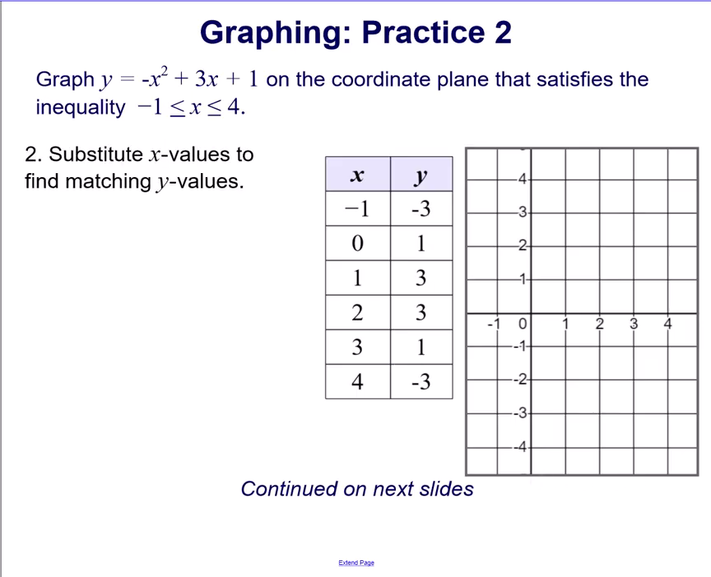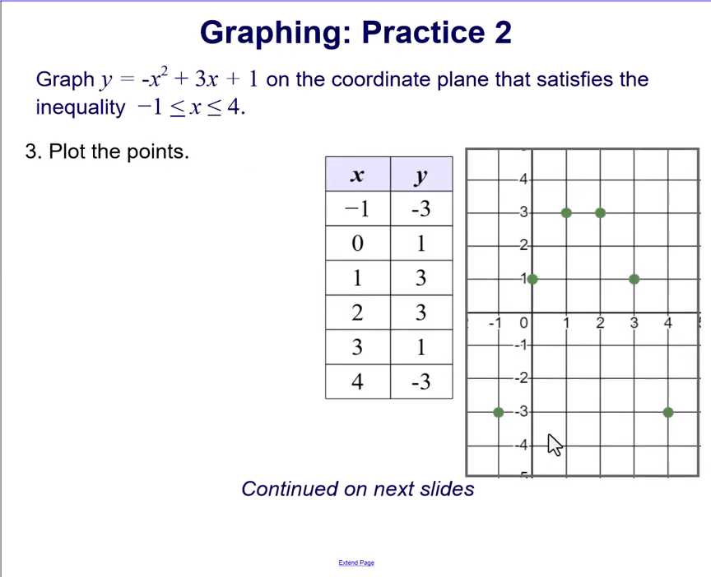Step 2, we substitute the x values to find the matching y values. So I start with negative 1, and I replace that into this equation, and when I do, I find the resulting y value, negative 3. I do the same thing for 0. I replace x with 0, and the resulting y value would be positive 1. I continue that process until we get here where x is equal to 4. I replace x with 4, and the resulting y value will be negative 3.